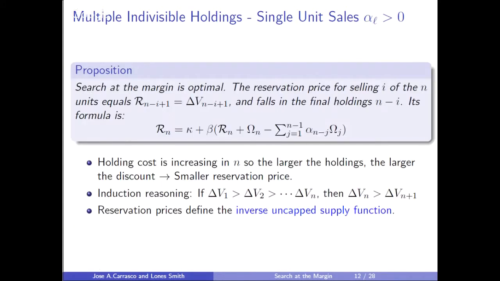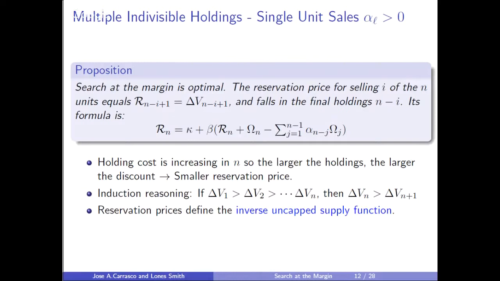So one of our main results is that search at the margin is optimal. By that, we mean that you just need to care about whether you should sell the next unit or keep it. You don't care about global optimality. The reservation price is just the difference of the values, and the formula is this one.